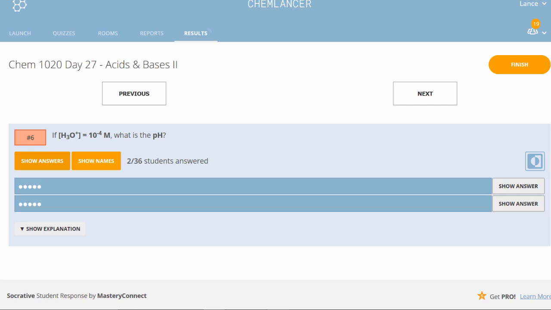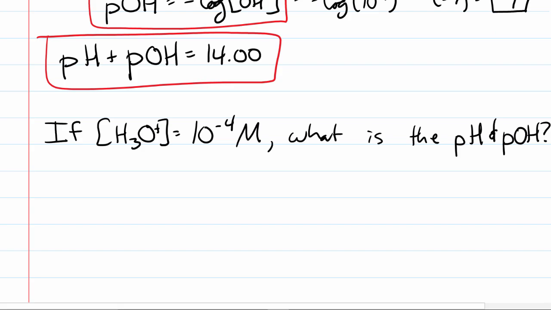We'd like to know what the pH and the pOH are. The next question is going to be to give the pOH. So for this first one, it looks like we're just answering the pH.